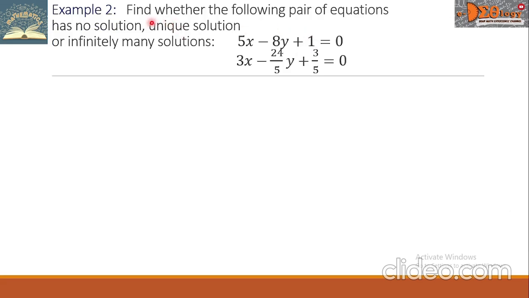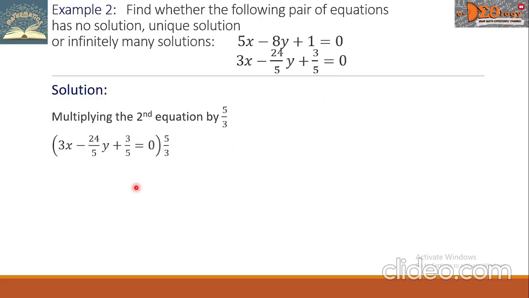Example 2. Find whether the following pair of equations has no solution, unique solution, or infinitely many solutions. 5x minus 8y plus 1 equals 0. This is the first equation. Second equation, 3x minus 24 over 5 y plus 3 over 5 equals 0. Considering the second equation, we have fractions. Let us multiply the second equation by 5 over 3. So it becomes like this.